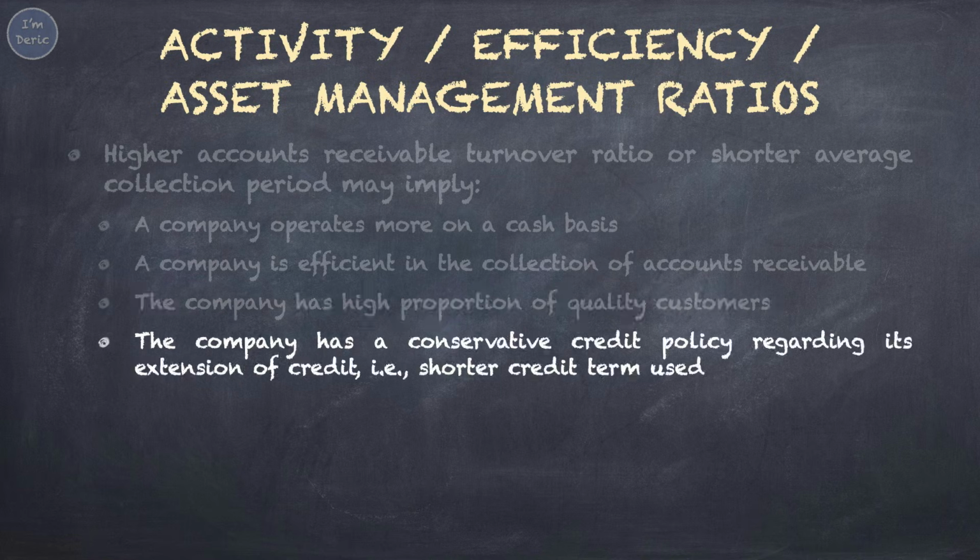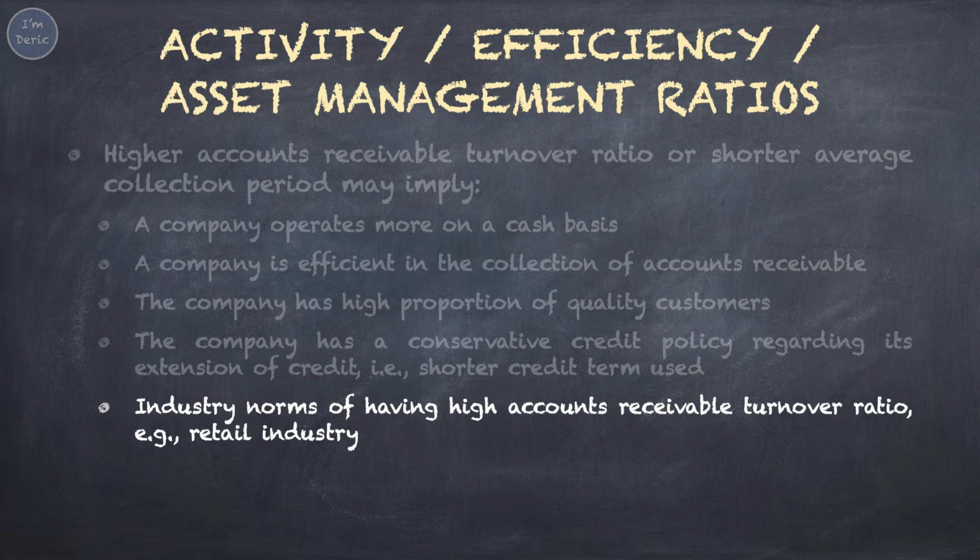ratio. The company has a conservative credit policy regarding its extension of credit. For example, the company offers a shorter credit term to its customers by requesting them to pay in a shorter period, which may result in faster collections and a higher accounts receivable turnover ratio. The company may only extend credit to customers with a good credit history and prompt payment records.